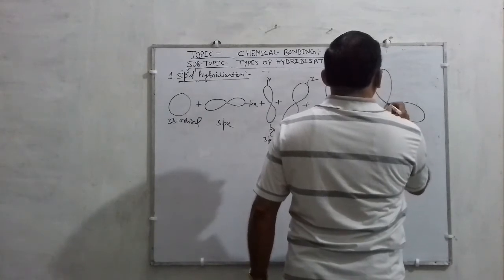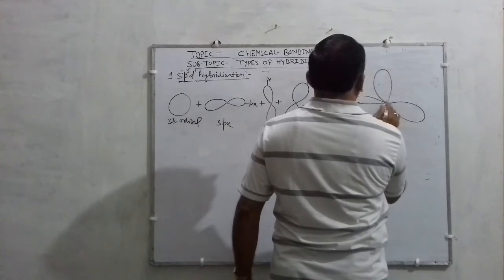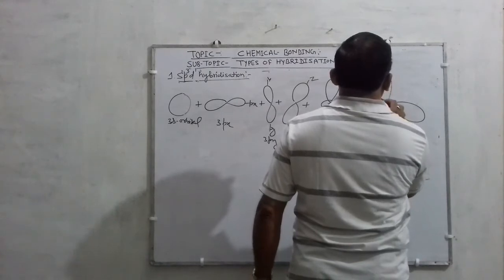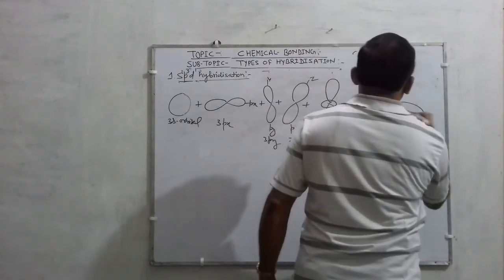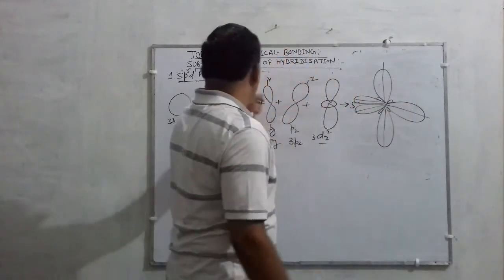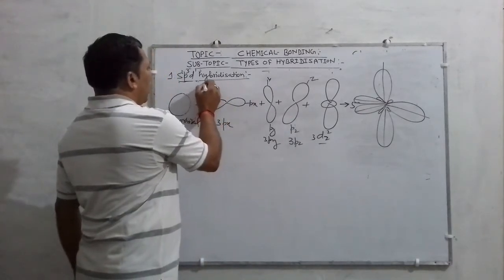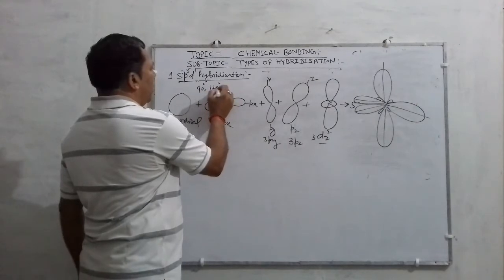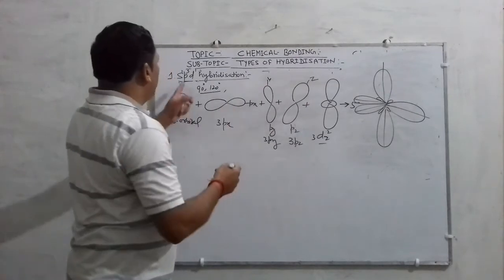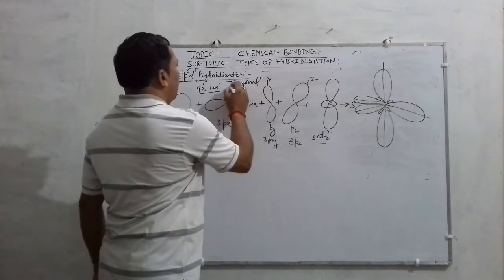don't take tension, go sincerely, then you will have no trouble in drawing the structure of the compound. So listen, this is suppose the axis. In the case of sp3d, must remember the bond angles are 90 degree and 120 degree, and the structure of the molecule in the case of sp3d is, must remember, trigonal bipyramidal.